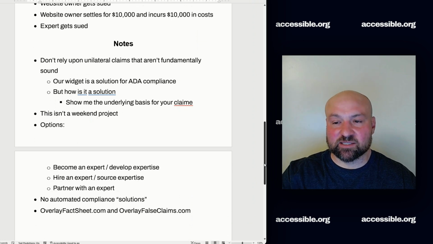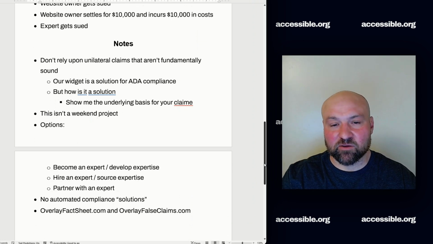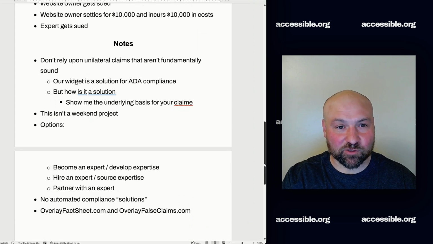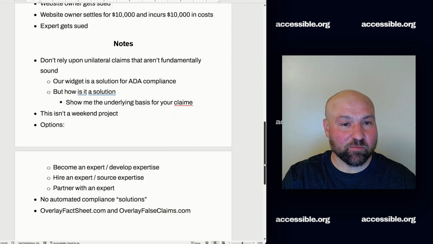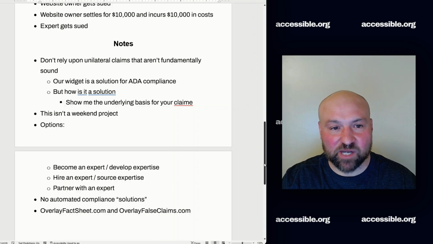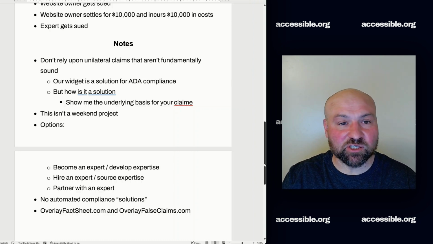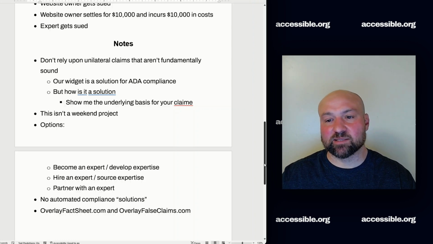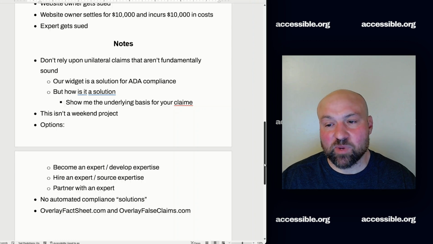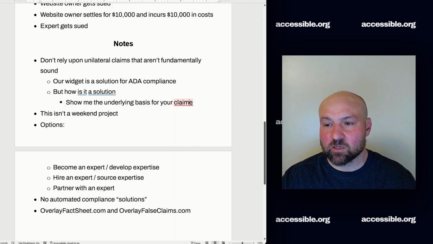Below, our widget is a solution for ADA compliance. Okay, you've told me your widget is a solution, but how is it a solution? Show me how. Show me the evidence. Show me the empirical data. Show me the information. Show me the citations that lead me down the path of compliance or best practices for compliance. And that's what I have here next. Show me the underlying basis for your claim. And I've got claim misspelled.